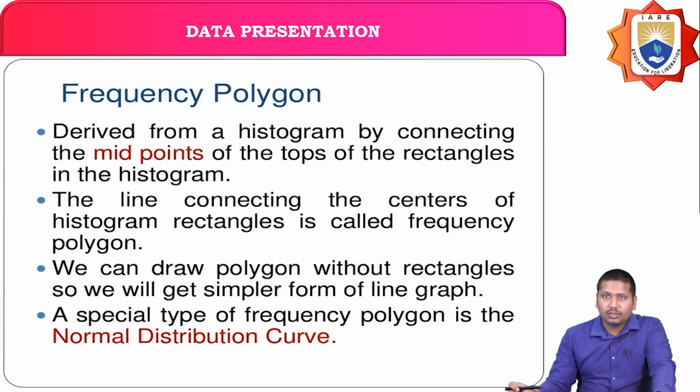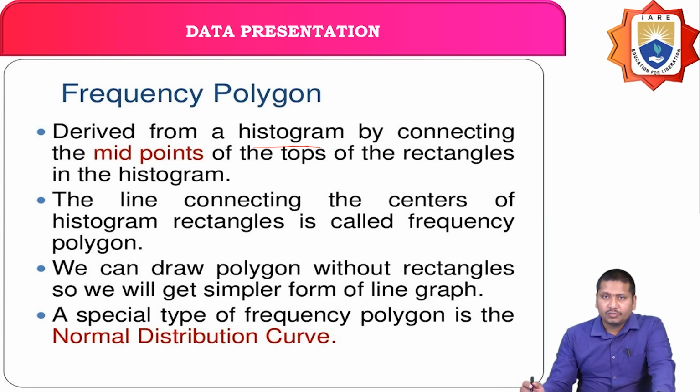Frequency polygon is another kind of representing the data. The frequency polygon is derived from the histogram. By connecting the midpoints of the tops of the rectangles in the histogram, the line connecting the centers of the histogram rectangles is called a frequency polygon. We can also draw the polygon without rectangles, so that we get a simpler form of line graph.